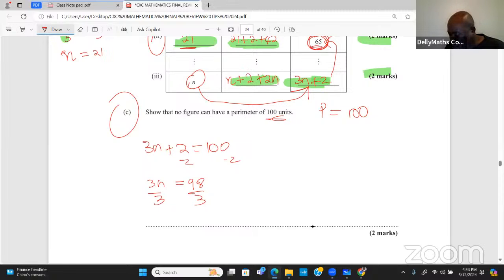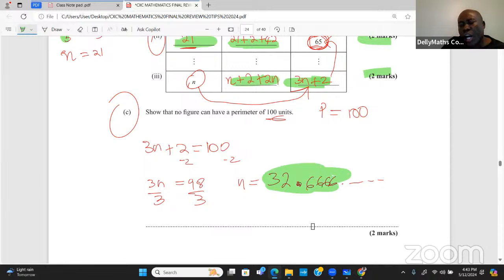Can 3 go into 98 without a remainder? I doubt that, but I'm going to do it. I'm seeing here where n is 32.6666, and it goes on to infinity. Obviously, we're seeing where n is not an integer. And because of that, it cannot be. So I'm saying right now, this is the answer, so I'll say no. I could say no, n is not a positive integer. I got n to be a positive decimal number. All right. And that is a no.